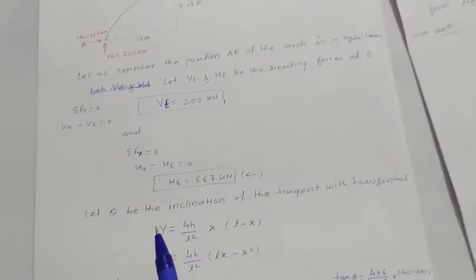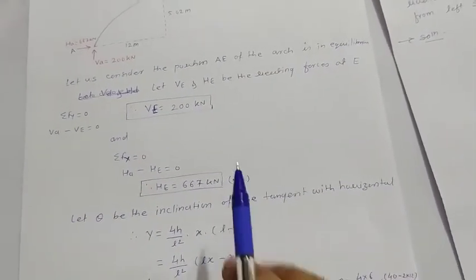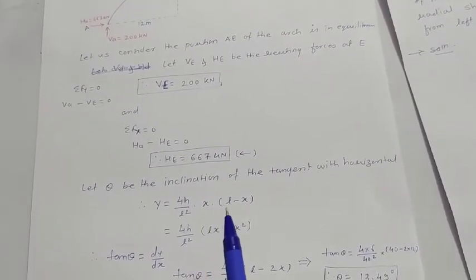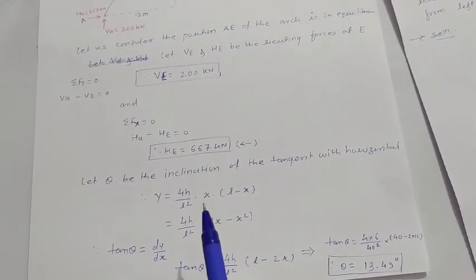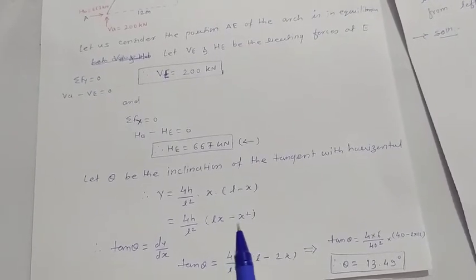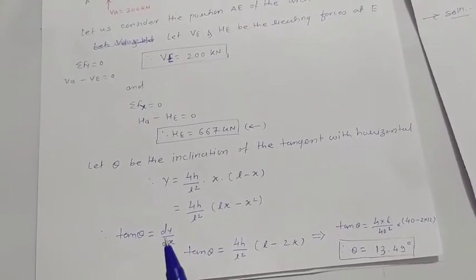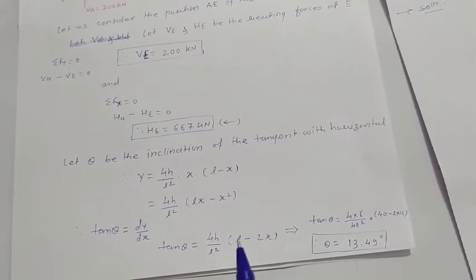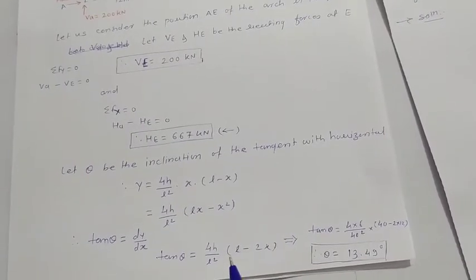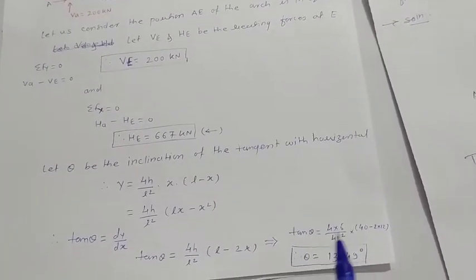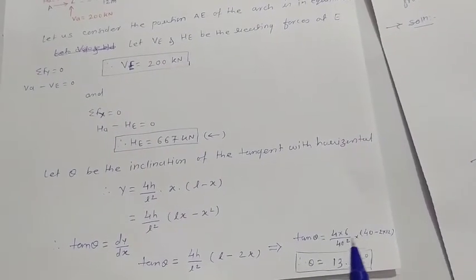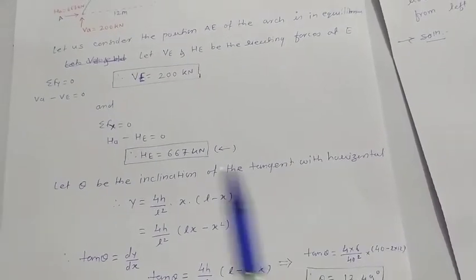Okay. Let theta be the inclination of the tangent with the horizontal. We have the equation y is equals to 4h by L square into x into L minus x. If you multiply the value of x with this bracket, this becomes Lx minus x square. Now tan theta is nothing but dy by dx. If you differentiate this equation with respect to x and solve it by putting the value of h, L and x, you will get the value of theta.